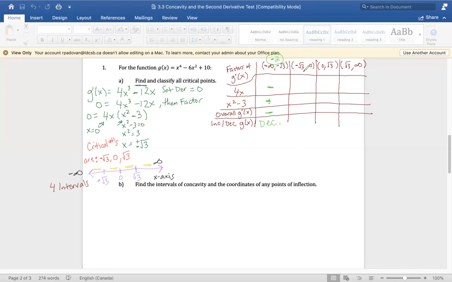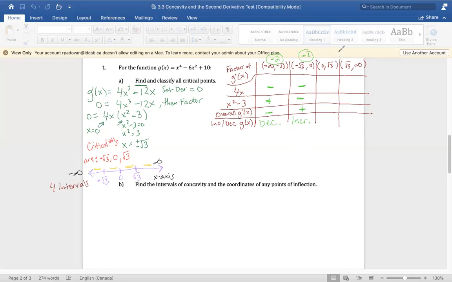Between negative 1.73 and 0, I'd probably pick negative 1 because I can't pick 0, right? So 4 times negative 1 is negative 4, negative. Negative 1 squared is 1, minus 3 is negative. A negative times a negative is a positive. So overall, I am increasing over this interval.